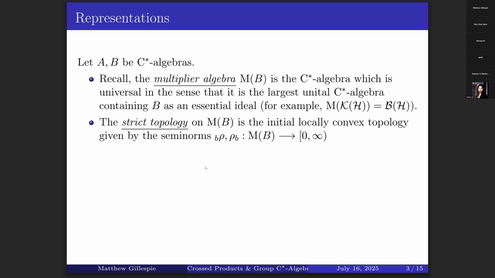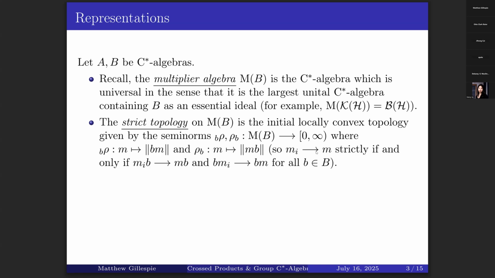And there's a very natural topology, other than the norm topology, that we can put on the multiplier algebra, which is very, very useful. And this is called the strict topology. So the strict topology is a semi-norm topology, so it's just the initial topology that's induced by a family of semi-norms, which I'm denoting by this little b on the left with rho, or rho sub b on the right. These are semi-norms defined in the following way.